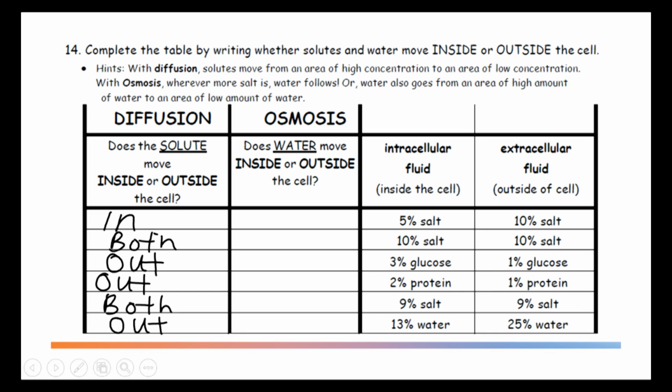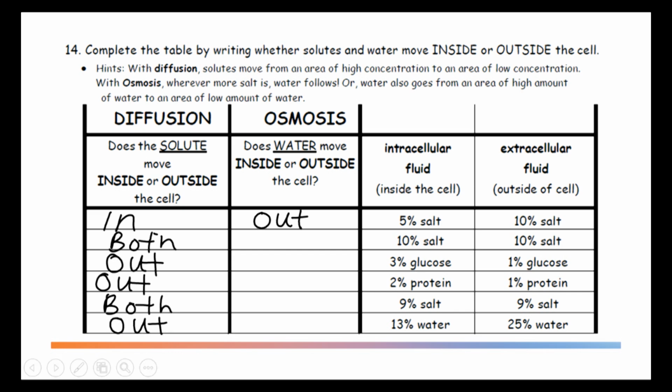Great work. Okay, so those are all the diffusions. Let's talk about osmosis. Remember with osmosis, it's always moving towards high solute. So we want to find where the high solute is. The water's always going to move in that direction. All right, so for the first one, where is there more solute? There's more solute outside of the cell. So that means that the water's going to move out.